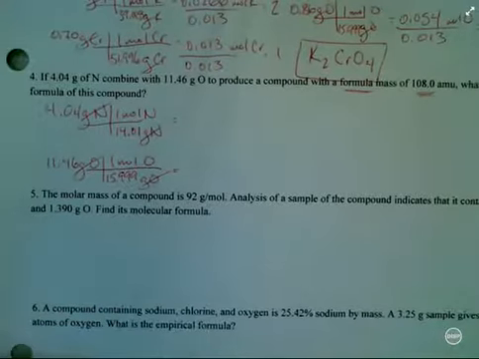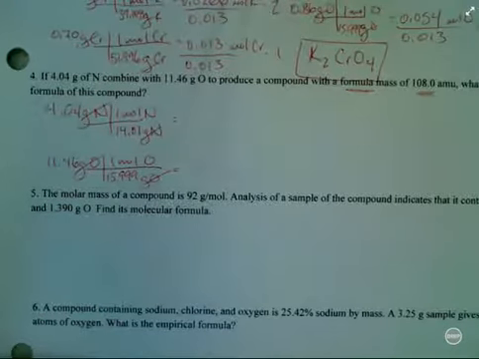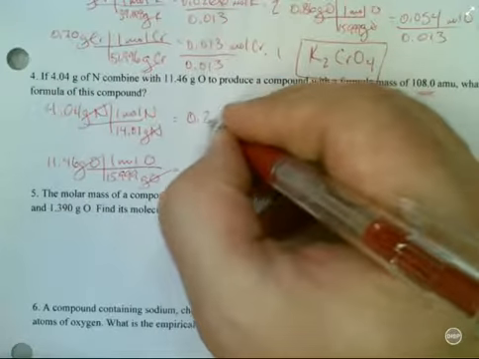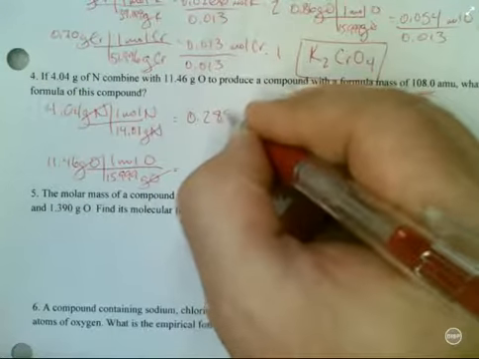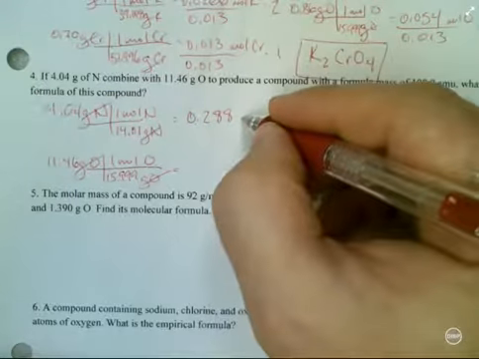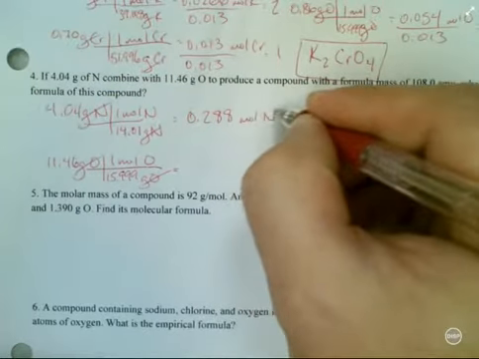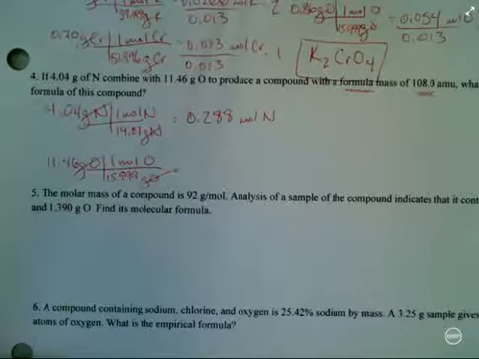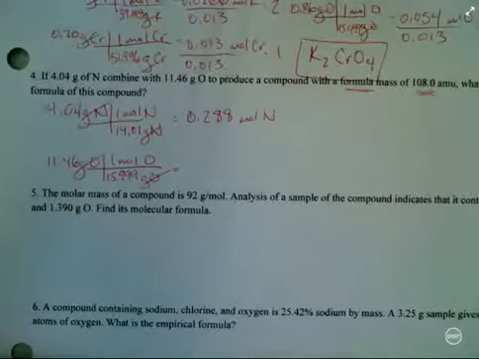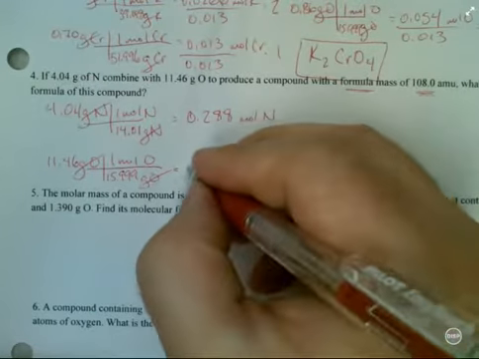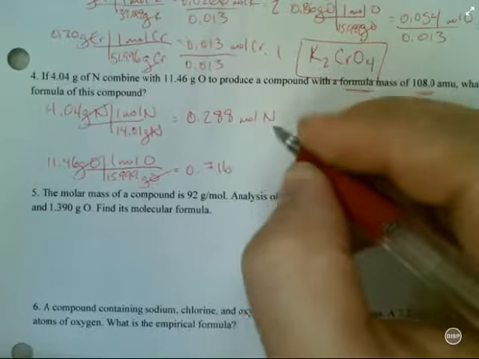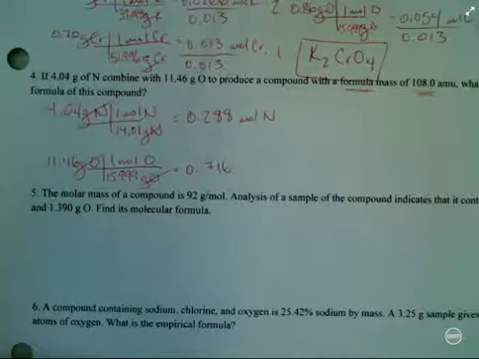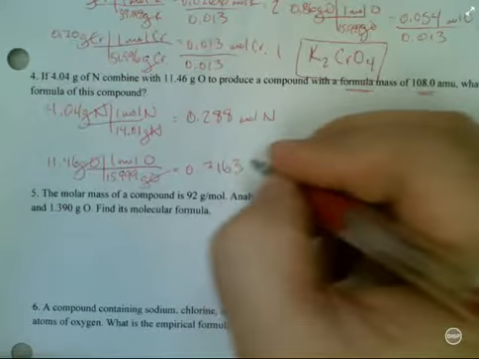So 4.04 divided by 14.01. I have 0.288. I want 3 significant figures there. Moles of nitrogen. Down here, 11.46 divided by 15.999, I get 0.716. Actually, I want 4 significant figures here, so I'll slap a 3 on there.